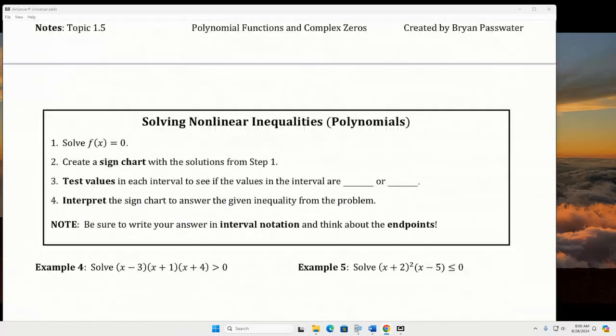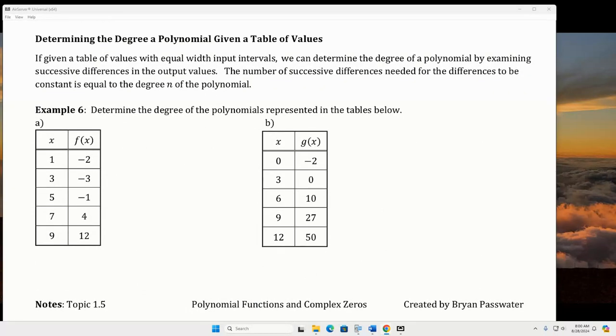All right, so to finish this up, we're going to talk about how we can use a table of values to find the degree and talk about even and odd functions. We have already done this a little bit when we were talking about linear and quadratic, but for any polynomial function, we can use a table of values to figure out the degree. So if given a table of values with equal length input value intervals, these have to be changing by the same amount for this to work. Otherwise, it won't work out evenly.